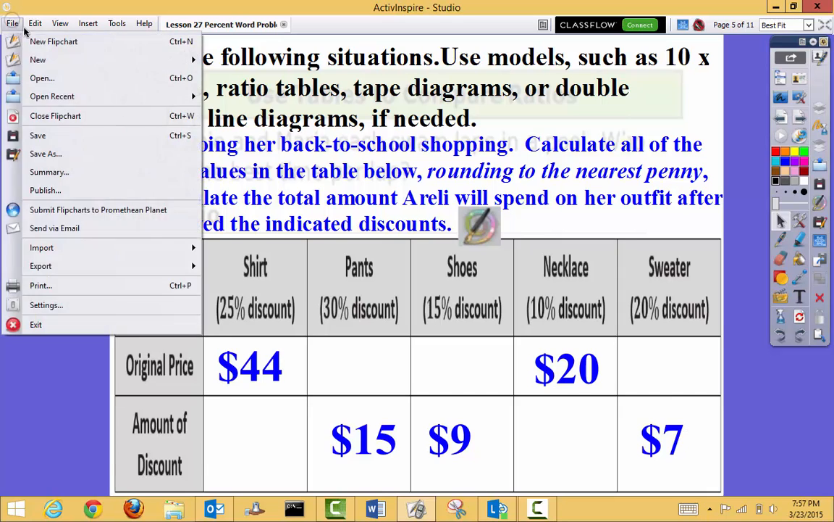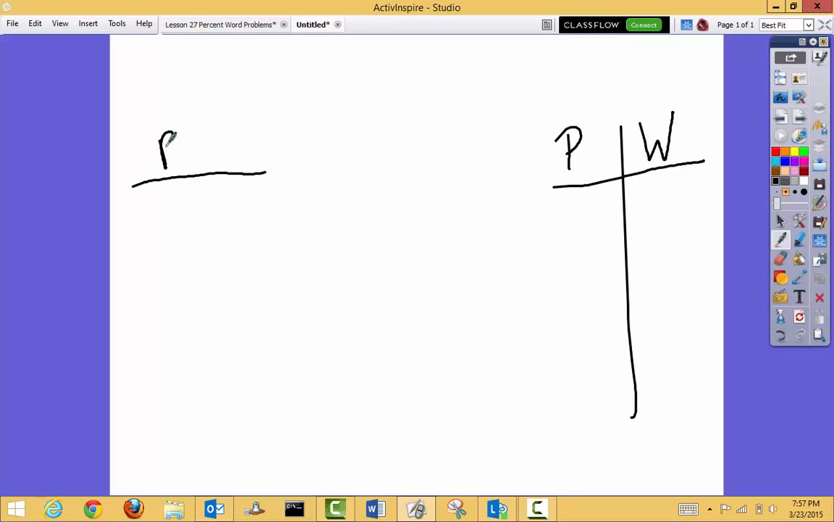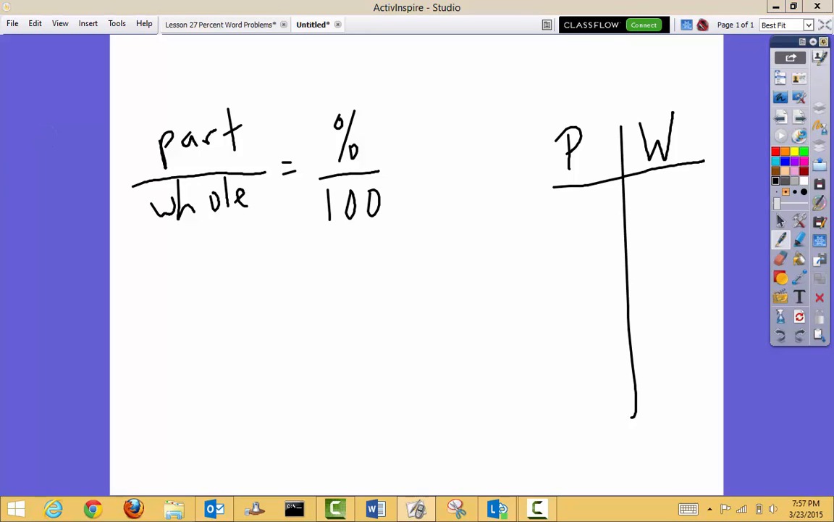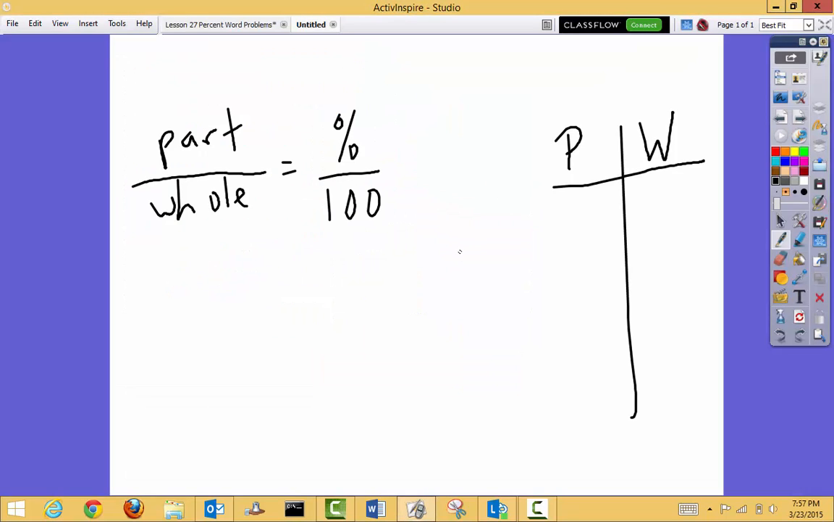So what I'm going to do is I'm just going to open up a new page. I'm going to set up a ratio table. I can use a double number line or tape diagram if I want, but since I used those yesterday, I'm going to use the ratio table more. Parts, wholes. I'm just going to write that little reminder for us over here of how to solve it computationally. Part over whole equals percent over 100. I'm just going to save it just so I can refresh it. Alright, so now let's look.